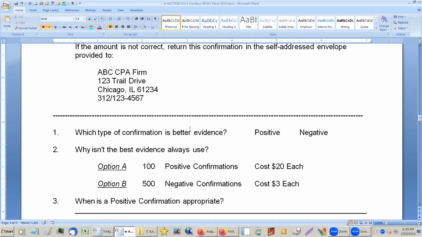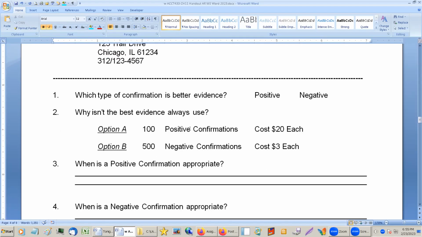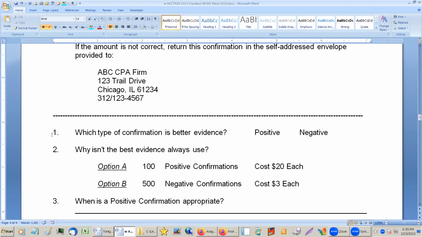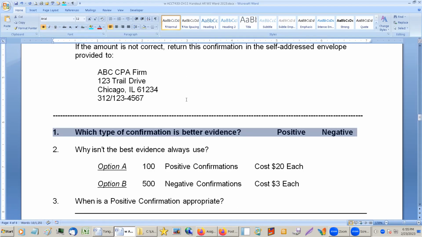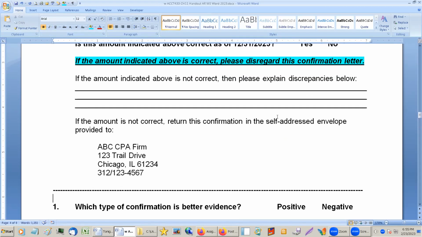Which one of these is the best evidence? The positive or the negative? Which one do you think is better? Positive. Yes. The positive is better evidence. And the reason being is you get all of them back.